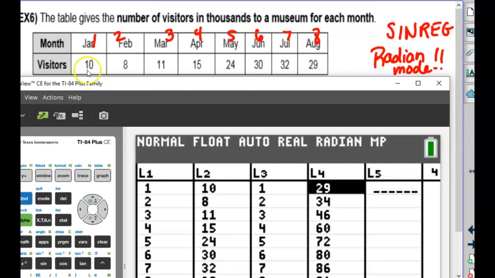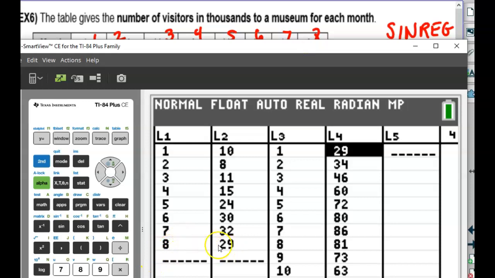And then go over to list 2 and put in the number of visitors in thousands for a museum each month. So they had 10,000 visitors. You don't need to put it in as 1,000. Just put it as 10. 8,000 visitors, 11,000, etc. But we're just putting in 10, 8, 11, 15, 24, 30, 32, and 29. All right, I would like to look at this data. Does everybody have them in yet or not? Make sure 8 and 29 match up or you did something wrong. Has everybody got 8 and 29?